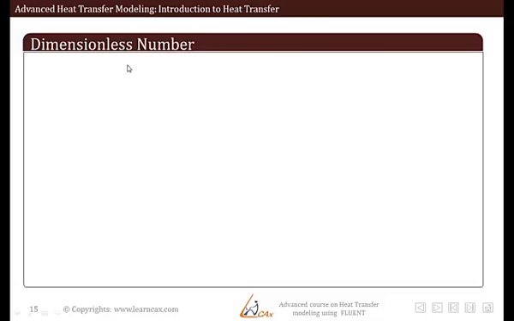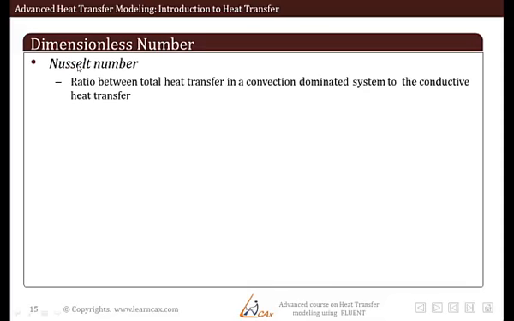Now, since we have covered the concepts of conduction, convection and radiation, let us move ahead and discuss some of the non-dimensional or dimensionless numbers which are important for analyzing heat transfer. First is the Nusselt number. This is the ratio between total heat transfer in a convection dominated system to conductive heat transfer, and it is given by hL/k. That is the Nusselt number, the ratio of total heat transfer to conductive heat transfer.